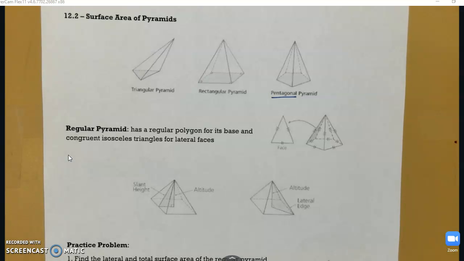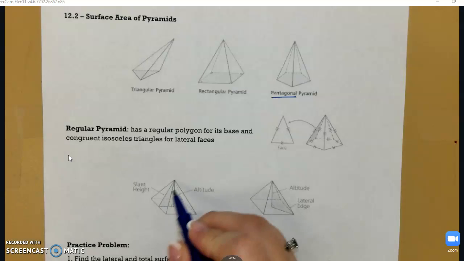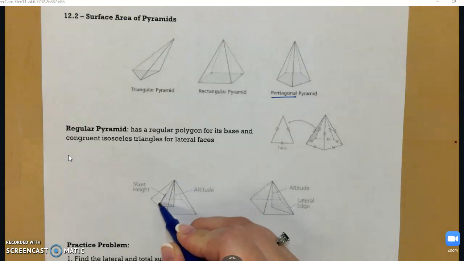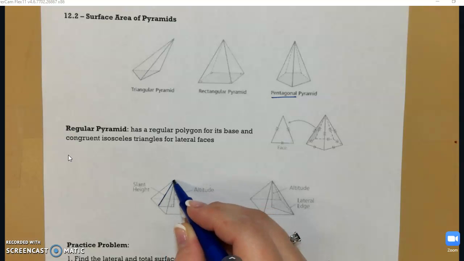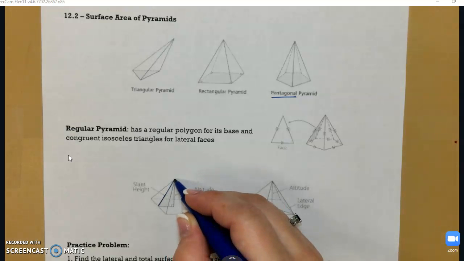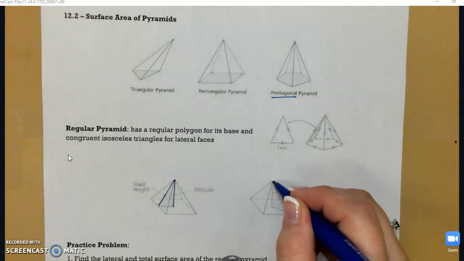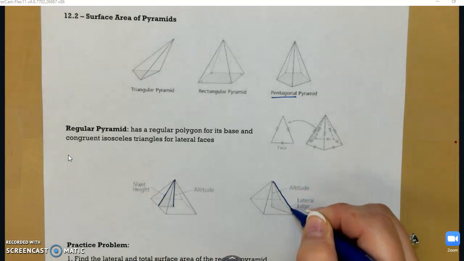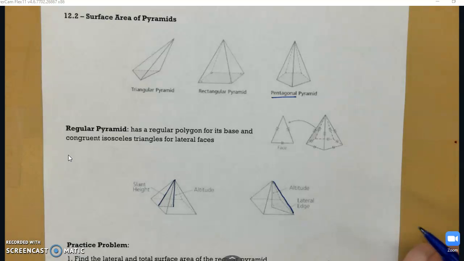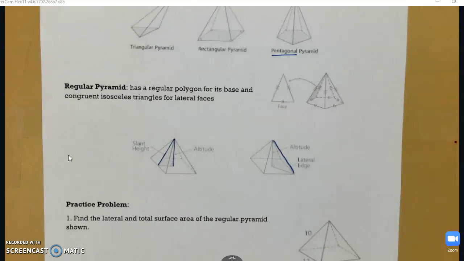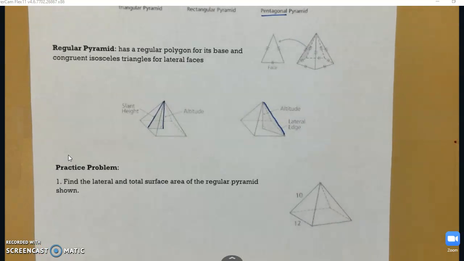And then just one more quick review about some vocabulary. Our slant height goes through the middle of one of our faces. Our altitude is perpendicular from the point at the top to the base. And our lateral edge is where 2 of our lateral faces meet, excuse me. So again, we just have 2 quick problems we're going to work through.